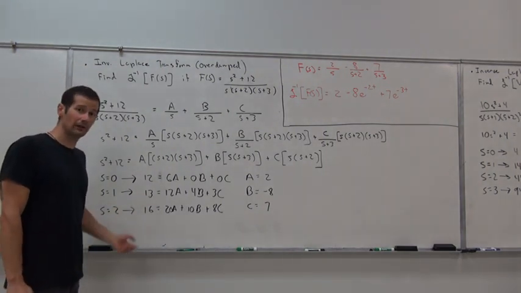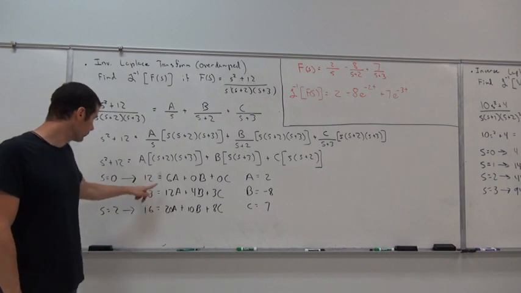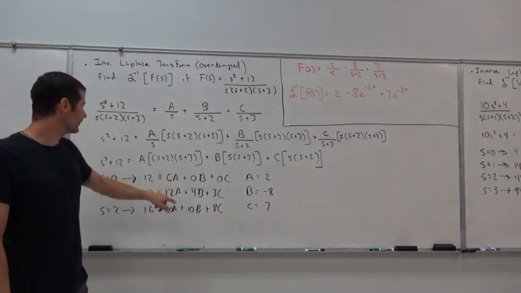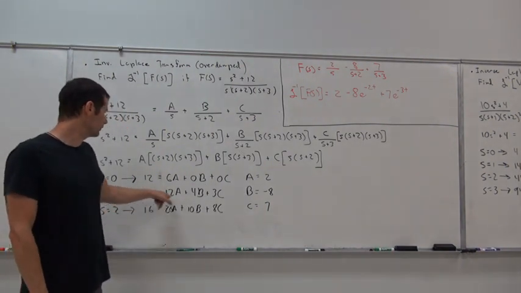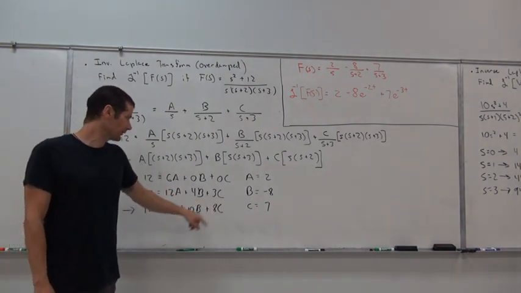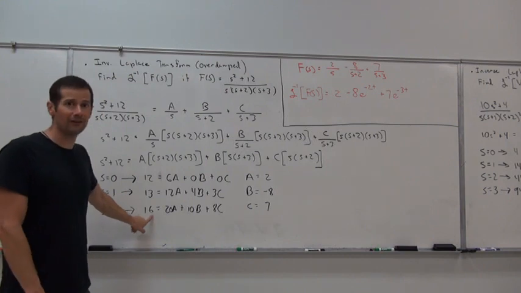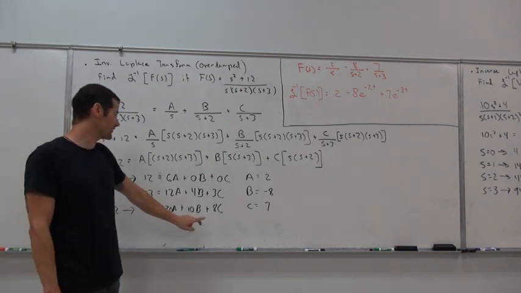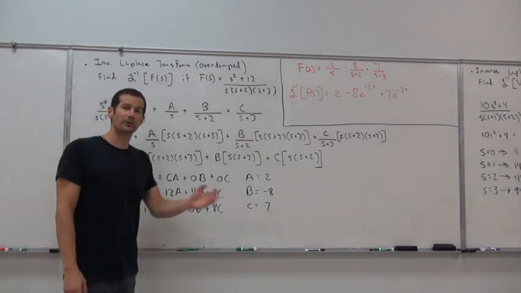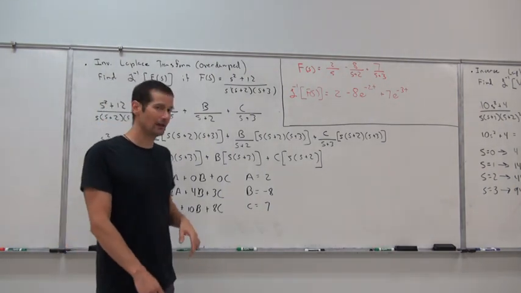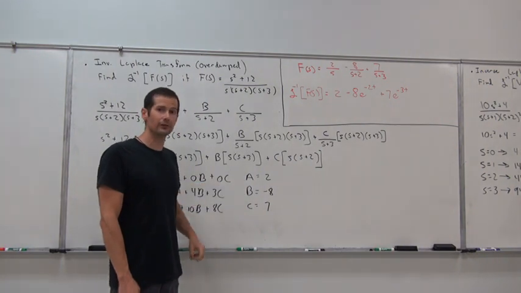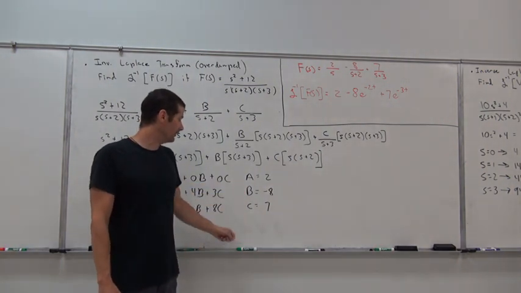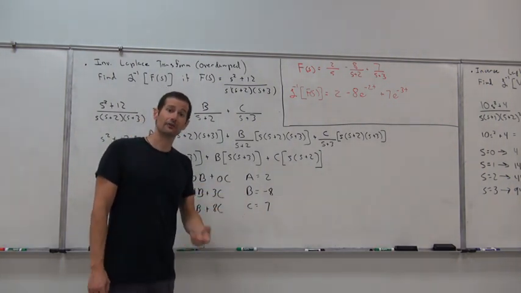Once we do that, we get three equations and three unknowns of the form 12 is equal to 6a plus 0b plus 0c. 3 is equal to 12a plus 4b plus 3c. And then finally, 16 is equal to 20a plus 10b plus 8c. I put those into an augmented matrix, and I row reduce them to the echelon form, in which we gain a is equal to 2, b is equal to -8, and c is equal to 7.